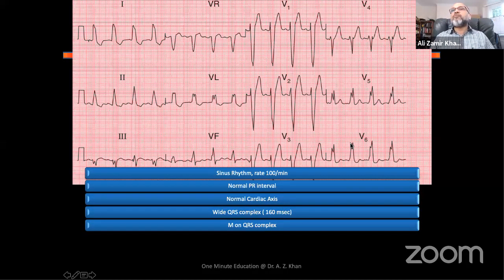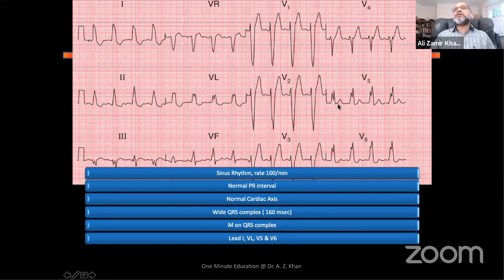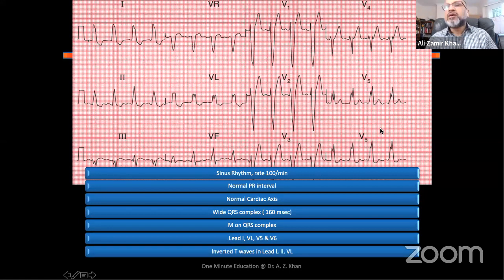And there is an M wave on the QRS, okay? The M wave on the QRS, particularly seen in lead V5, V6, and also lead one. Lead one comes from there. So if you look carefully, this is not picking it up very well, but lead one will be a reverse M. Just like this is a small M here, the lead one will be a reverse M. It's not seen very well in this ECG, okay? But V5, V6 is very representative.